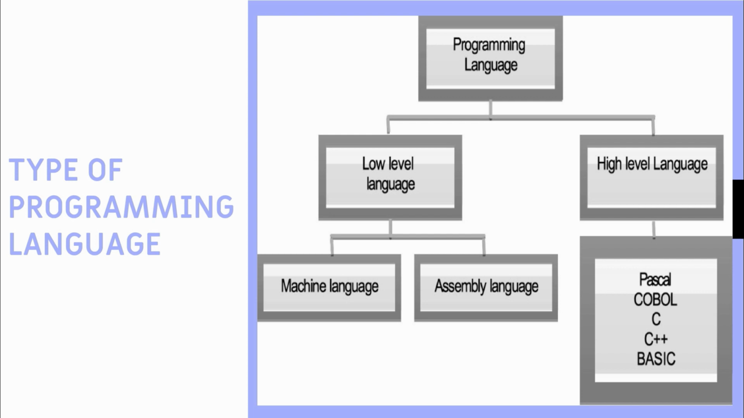Okay, now let's see the type of programming language. So, programming language have two types. One is low-level language and second one is high-level language. So, low-level language divided into two, machine language and also assembly language. And for high-level language, we have examples like C, C++, and others lah.